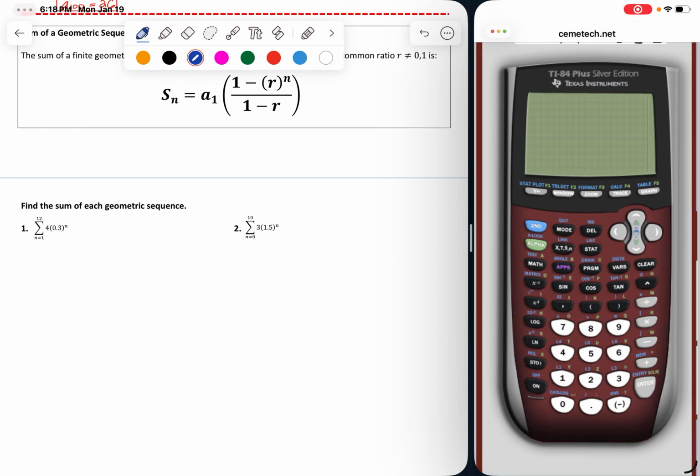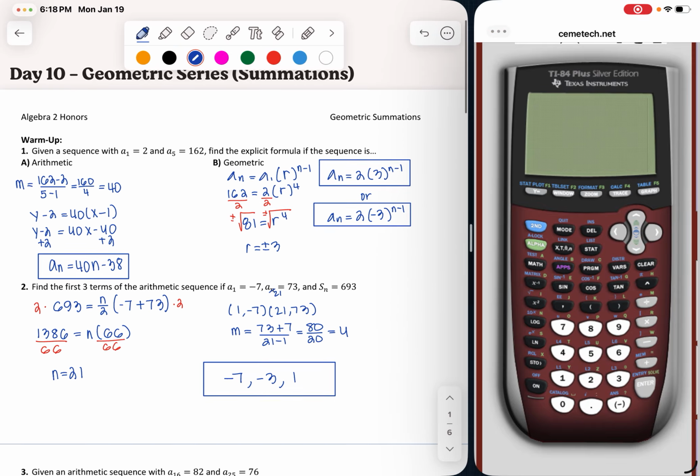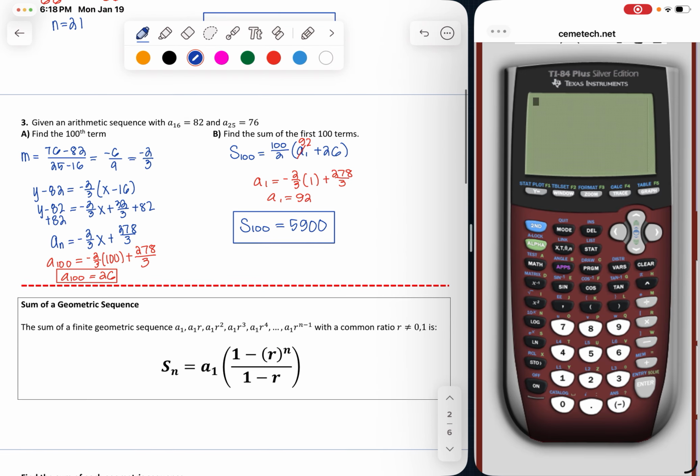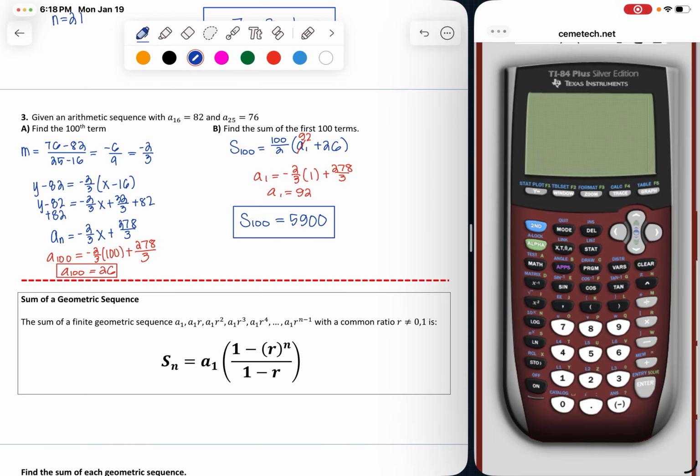All right, so this is our lesson on geometric series. It starts with a warm-up, a pretty long warm-up. It's a few problems, so go ahead, pause the video, try those, and then come back and see how you did. All right, let me go back to them here. So here are the first two. Okay. And here are the next two.